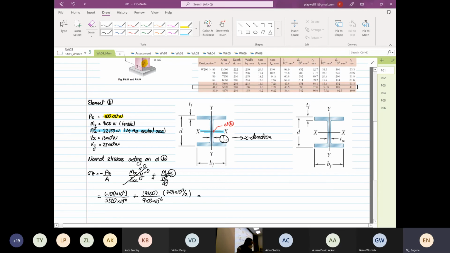So the normal stress is equal to minus 100 times 10 to the power 3 divided by 5320 times 10 to the power minus 6, which is equal to minus 18.797 times 10 to the power 6, plus 9600 times 7.24 times 10 to the power minus 3 divided by 2, divided by 9.03 times 10 to the power minus 6, which is 3.849 times 10 to the power 6. So the normal stress is equal to minus 14.984.